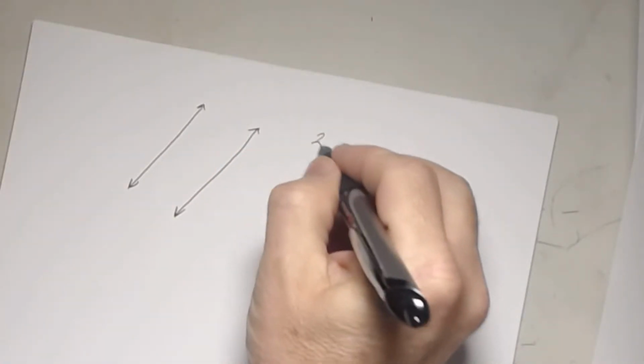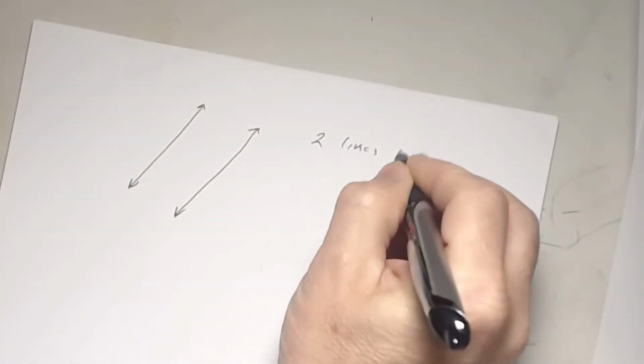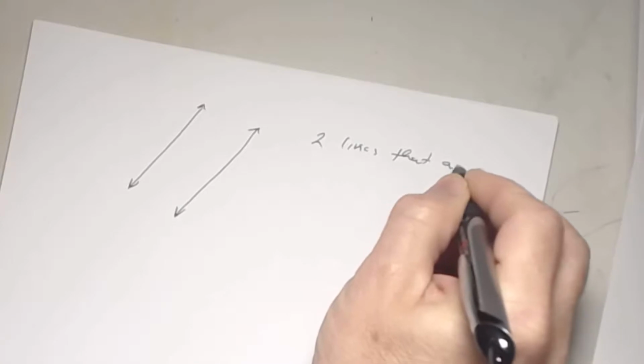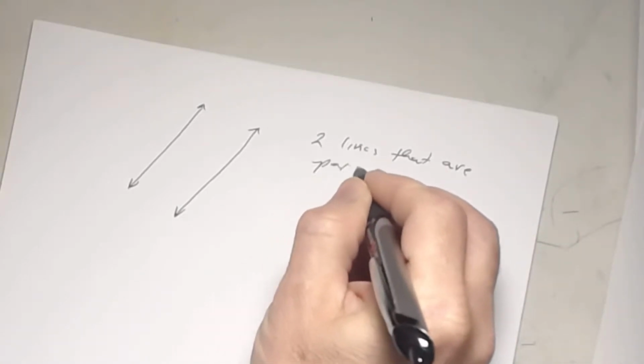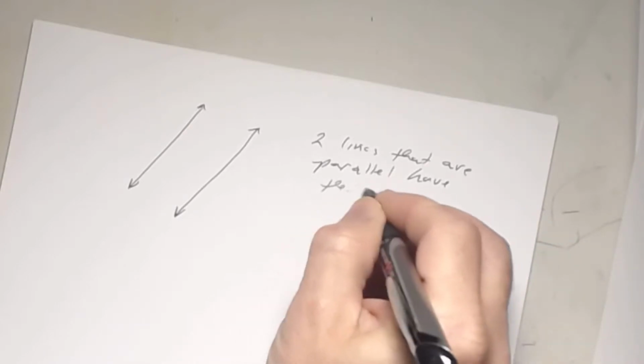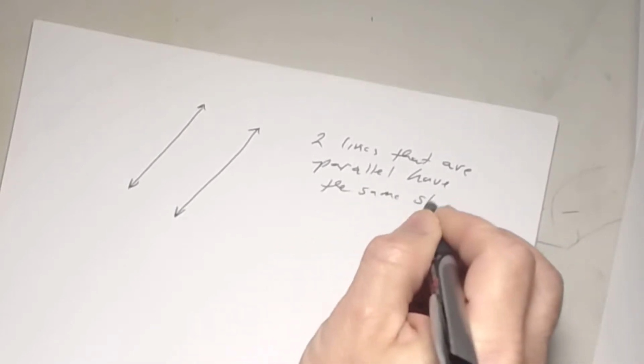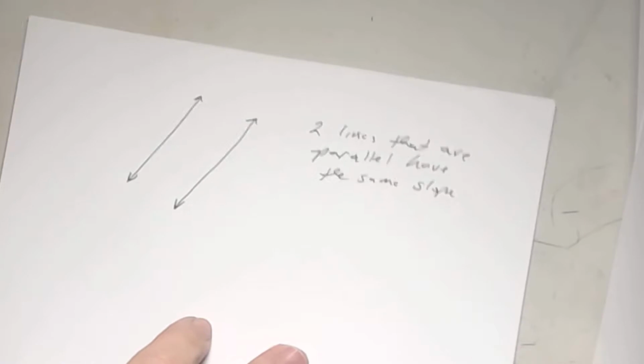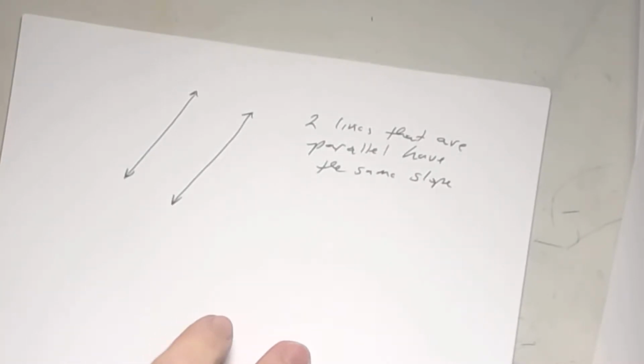So 2 lines that are parallel have the same slope. Okay? So 2 lines are parallel. They have the same slope. All right.